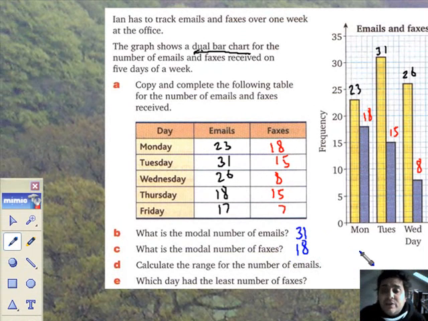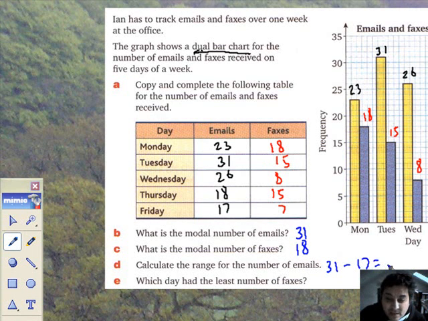Calculate the range for the number of emails. Please note emails. So look at the yellow one. So the biggest number is going to be 31. Take away the least, which is 17. That's going to be, I don't know, 5. Grab a calculator. This is really embarrassing, but I'm really tired. So do it nice and quickly. 31 take away 17. Bam. 14. I was going to say that anyway. Alright, so the range is 14.